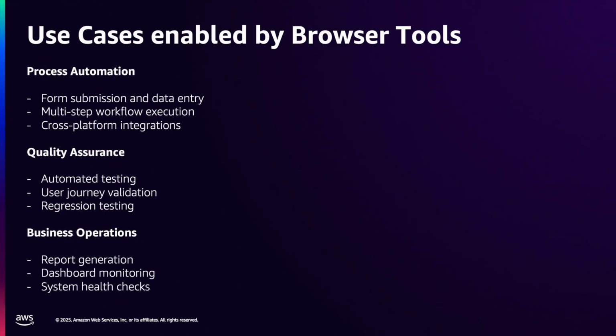Browser automation isn't just about web scraping, it's about automating any tasks that require a browser. For process automation, teams use browser tools for submitting forms across multiple systems and executing multiple step workflows. For quality assurance, we're talking about automating test scenarios, validating user journeys end to end, and running regression tests after updates. In business operations, this means generating reports from web-based dashboards, monitoring system health through web interfaces, and interacting with vendor portals.